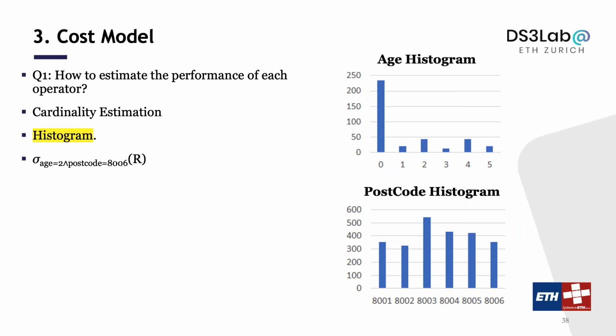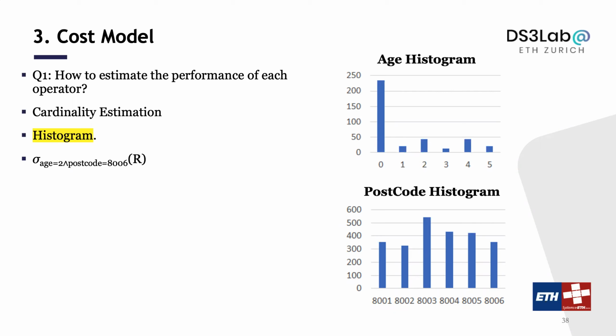Here I only care about a selection operator over a single attribute, which is kind of easy. But the challenge is, for example, look at this operator. I have a selection operator over two attributes. I want to get an estimation of how many tuples you have here: age equals to 2 and postcode equals to 8006, for example. So assuming you have two histograms, one for each attribute, I could have one histogram about the age and another histogram about the postcode.